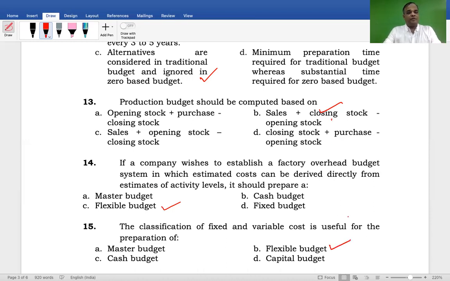The difference between fixed and flexible budget is a very frequently asked question. Master and functional budget is also a frequently asked question. Budget manual is also frequently asked. Zero-based budget is also frequently asked. Difference between traditional and zero-based budget you also have to study.